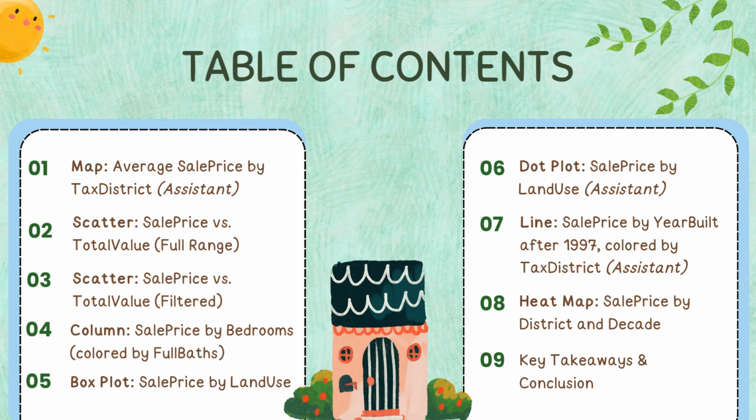Here's the roadmap. We'll start with location through a map, then move into scatter plots showing value relationships, bedrooms and bathrooms, land use, and finally trends across time. Along the way, I'll compare my own charts with the ones generated by the AI assistant.